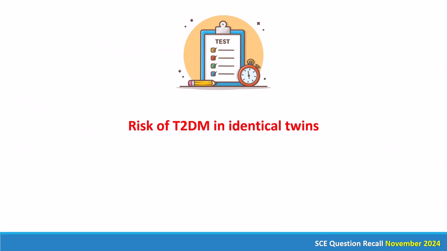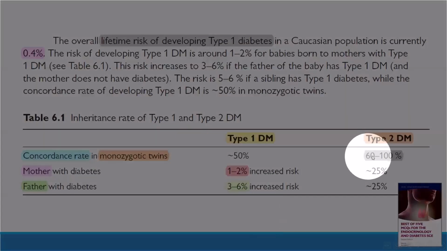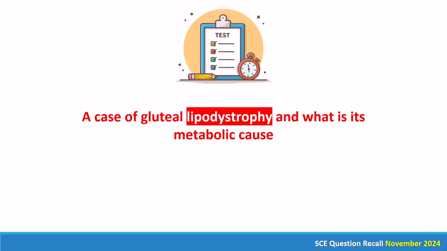As I mentioned, 60 to 100%, more than 60%. So in monozygotic twins, the risk is 60 to 100%. This question is from November 2024.